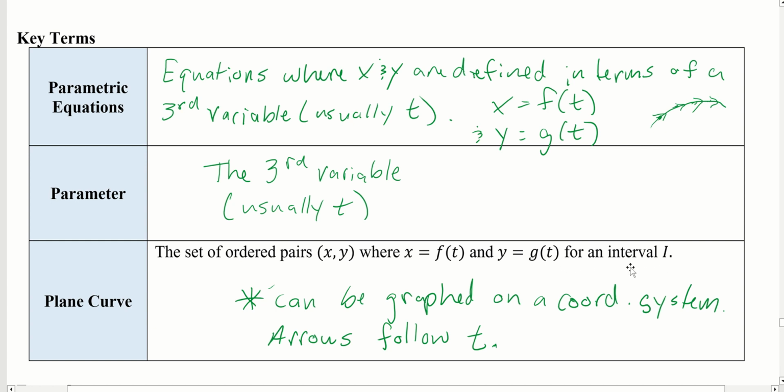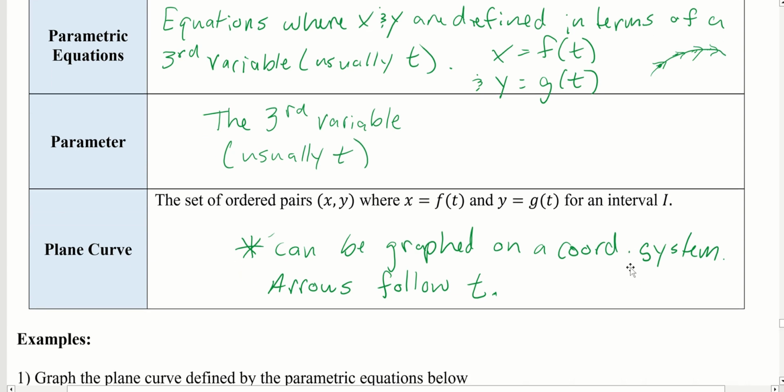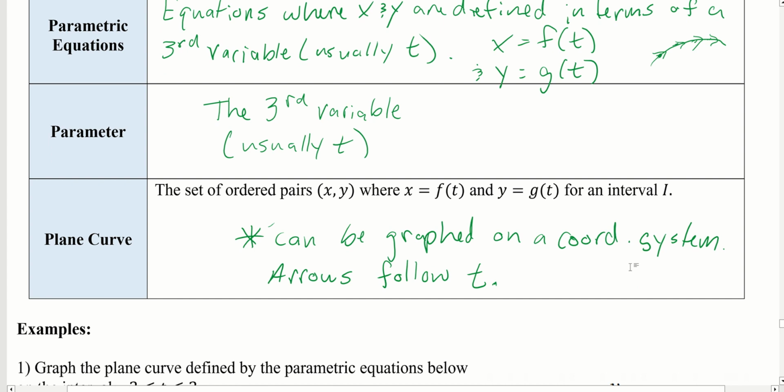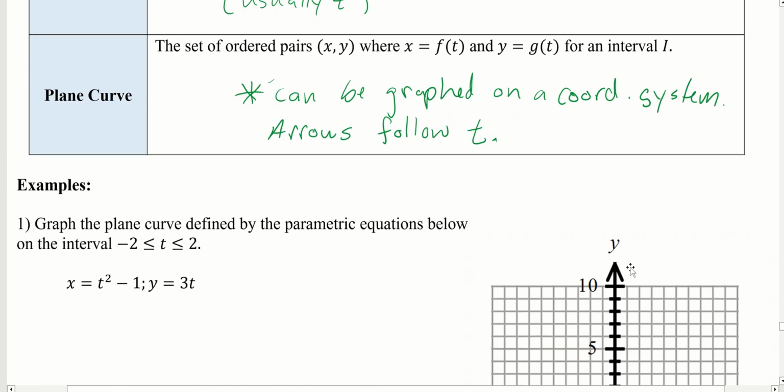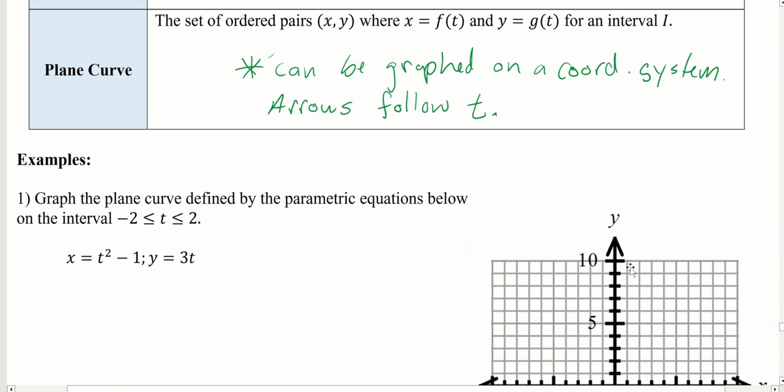So again, in pure math, you would have a parabola, like our baseball there, that would go on forever, right? But in real life, the baseball doesn't go on forever. It has a starting and a stopping point. So that's going to be our interval there. Okay, we can graph it on a coordinate system. And as I said before, the arrows are going to follow your time.